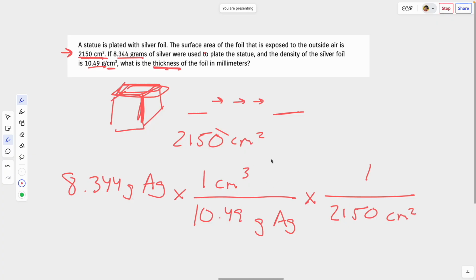One calculating for the volume, like stopping right here. But you can also add this here because you're going to eventually divide it by 2,150 centimeters squared. So when we do this, the grams cancel out. But notice here, this fully cancels out, but this 3 just becomes a 1. So we're left with centimeters, which is like the linear term, right? And that's going to give us our answer because we want the thickness. So we're dividing the volume by the area, which is going to give us the thickness of the silver.